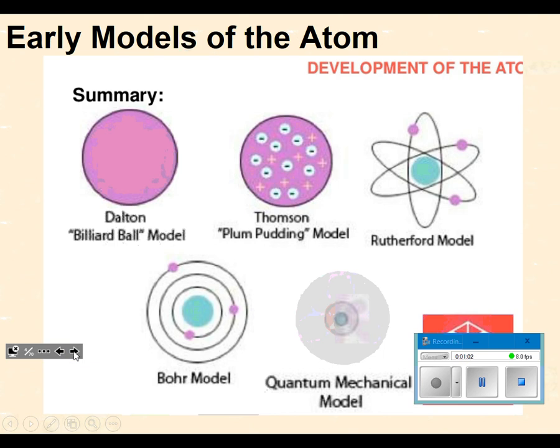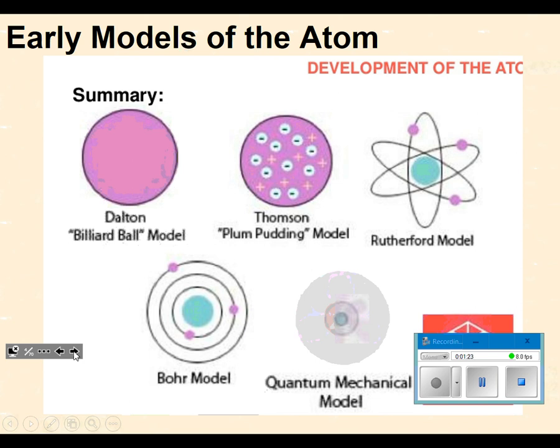So we have our earlier models of the atom, and John Dalton came up with the very first one, which he really just said was a billiard ball, and so he thought it was just a solid sphere. Before him was Democritus, and Democritus just thought it was a speck. So, he didn't really even give it a shape or anything.